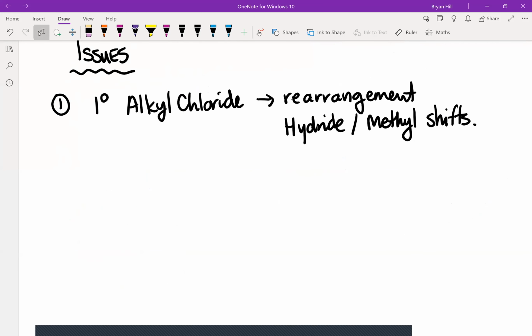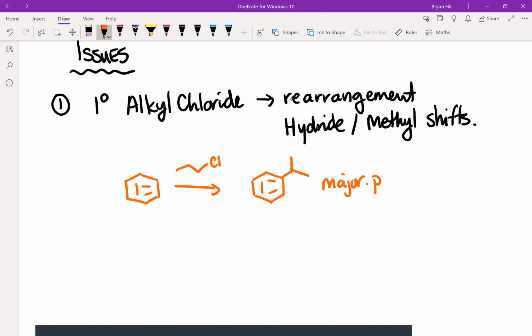So some of the issues are that with primary alkyl halides, you have rearrangements or methyl shifts. If you're trying to do this reaction, you get lots of side product. It's the major product. So that's problematic. It doesn't work particularly great for primary alkyl halides.